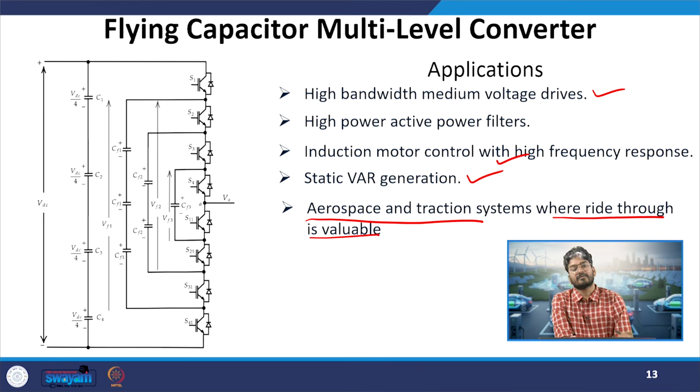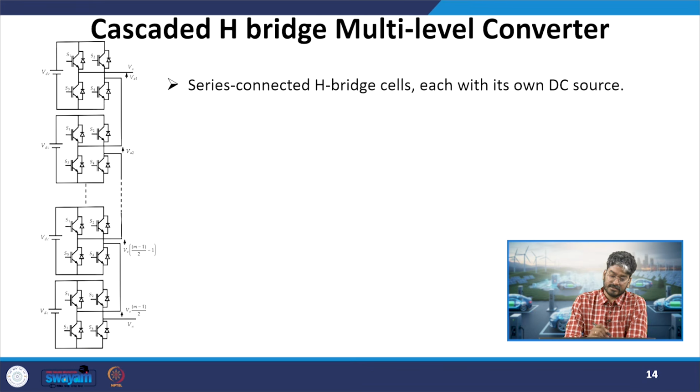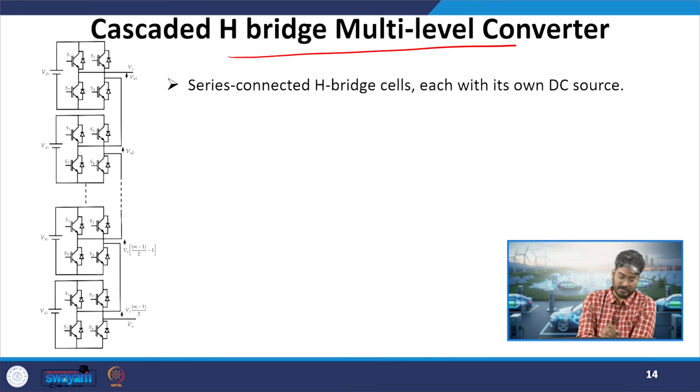So in our case, we are more interested in our electric vehicle high power chargers. There we can use this flying capacitor or diode clamp circuits. Then the next alternative is our Cascaded H-Bridge Multilevel Converter. Okay. So in this case, we see the name Cascaded.